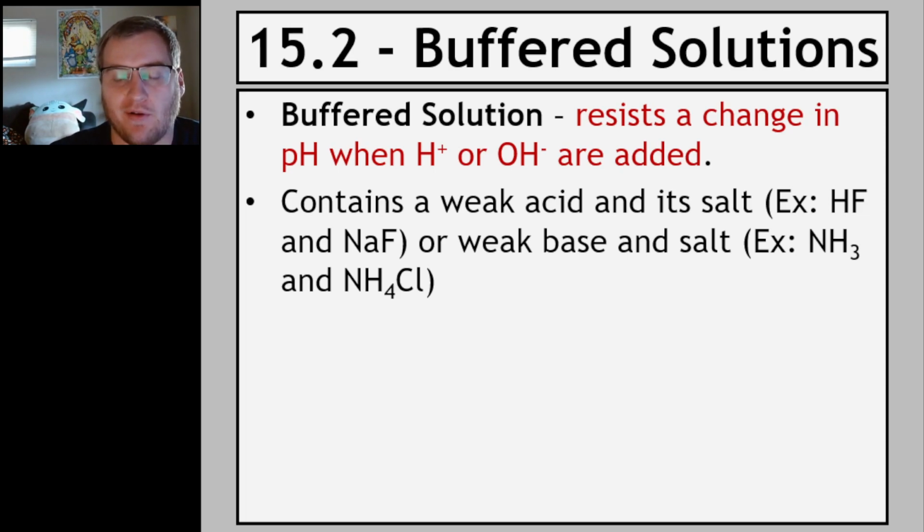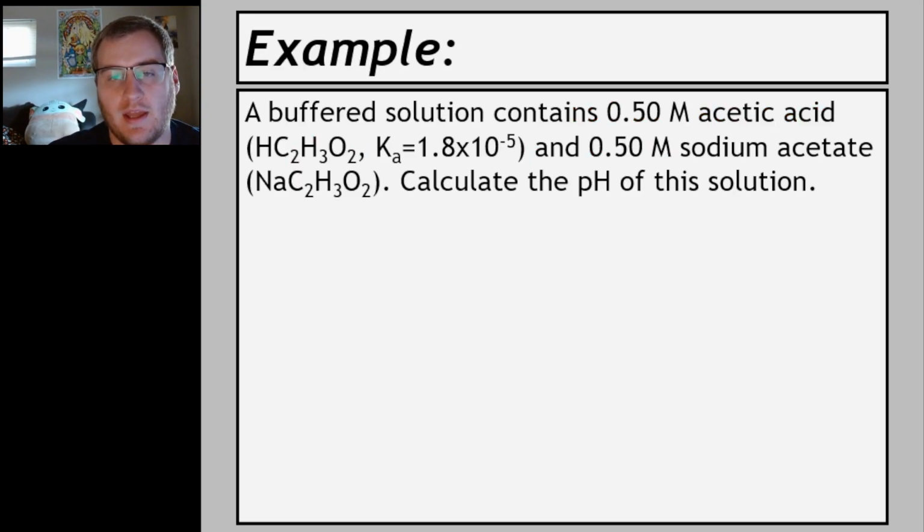A buffer is made out of a weak acid and its matching salt, like we just did. HF and NaF is a buffer solution, or a weak base and its salt, like NH3 and NH4Cl. You have a conjugate acid-base pair, basically. You have a salt, and you have the acid, and they have the common ion that matches, that makes a buffer solution. Now, there's all sorts of math we're going to do with buffer solutions. We have a new formula to learn in just a minute, but this first example is going to be basically what we just did.